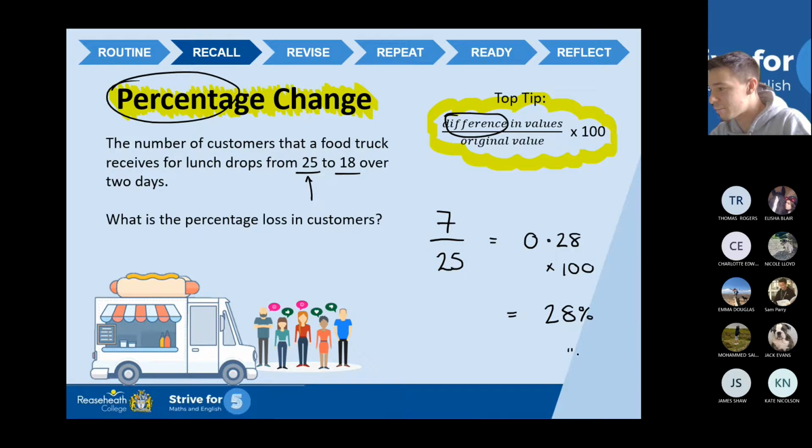So, the difference between the values, you divide it by the original value, the original number in the question, and then you times it by 100.